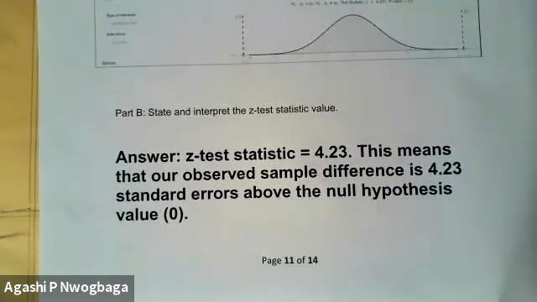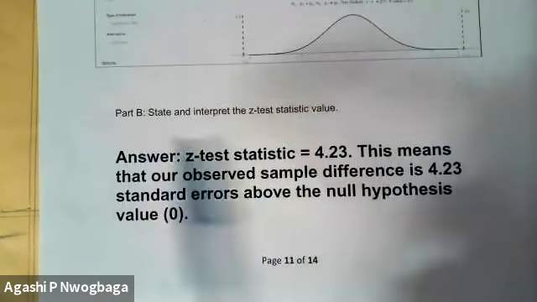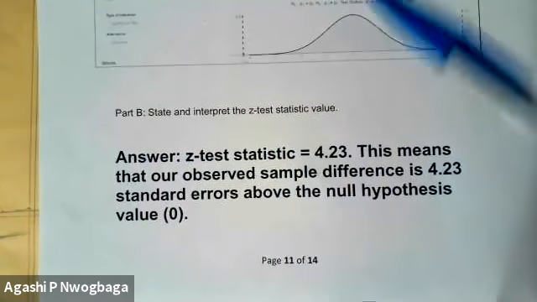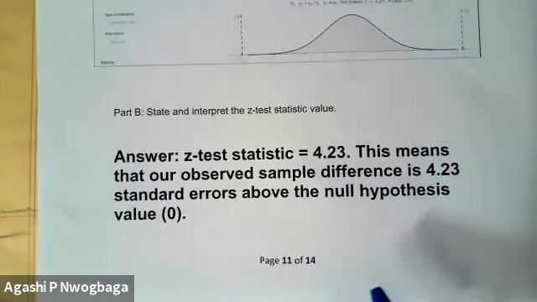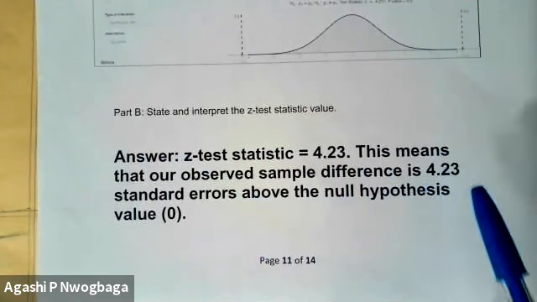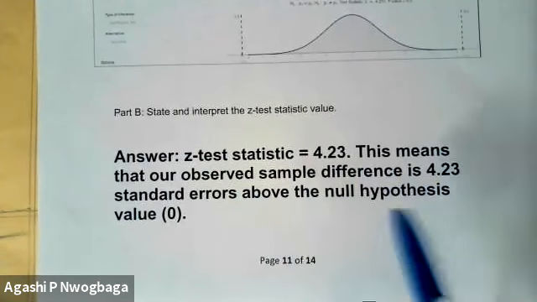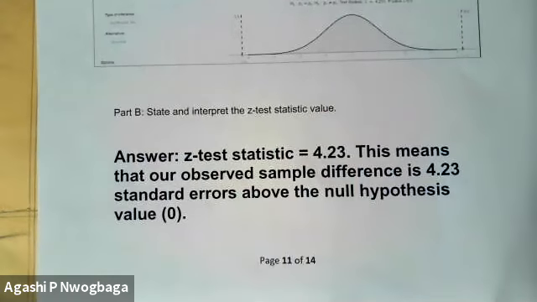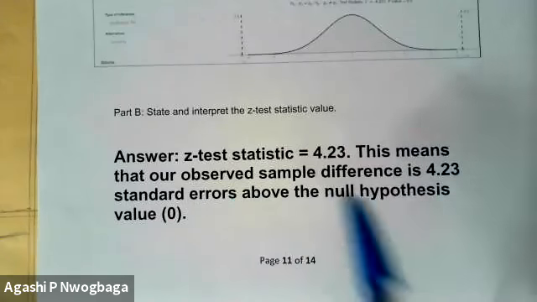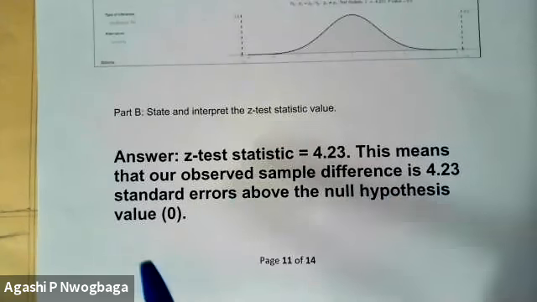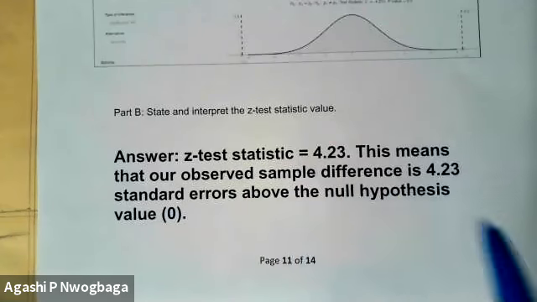So that test will show, for part B, to state and interpret the z-test statistic. It shows on the table from the app that the z-test statistic is 4.23. What does this mean? This means that our observed sample difference is 4.23 standard errors above the null hypothesis value 0. So a z-statistic of 4.23 means that our observed sample difference is 4.23 standard errors above the null hypothesis value, which is 0 in this case.